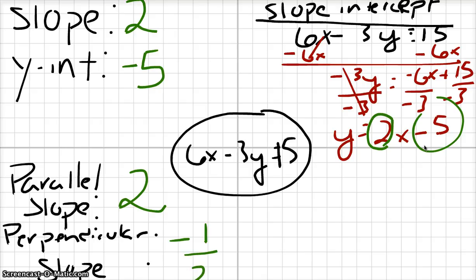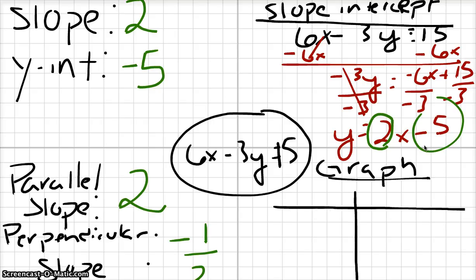And then the last one, we're going to graph that equation. So we are going to start at negative 5. So 1, 2, 3, 4, 5. And then we'll go up 2 over 1, because that's our slope, up 2 over 1. So our line will look something like that. And we are finally done with slopes of a line.